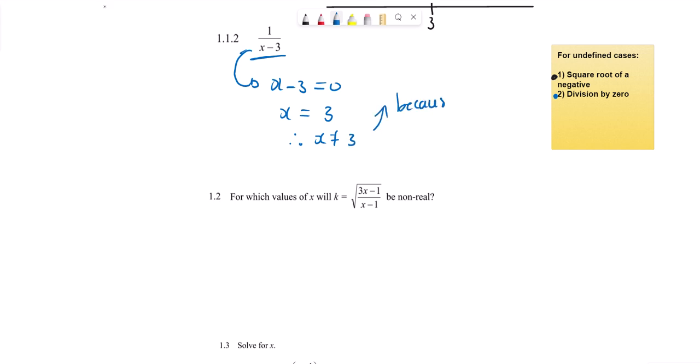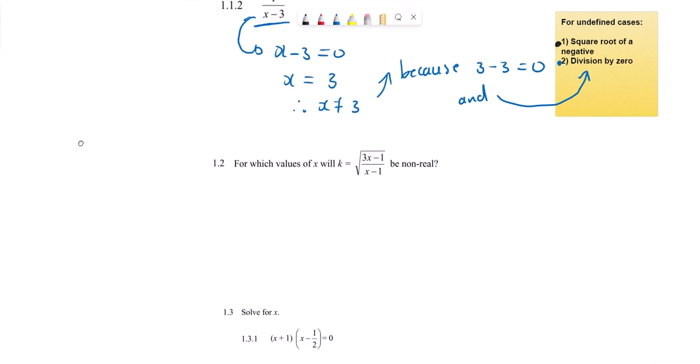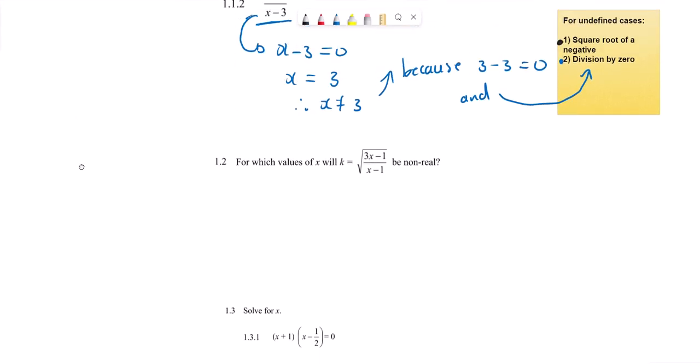Because 3 minus 3 will give us 0, and we know that division by 0 is not allowed. Okay, so let's continue our conquest. I hope you are understanding here.